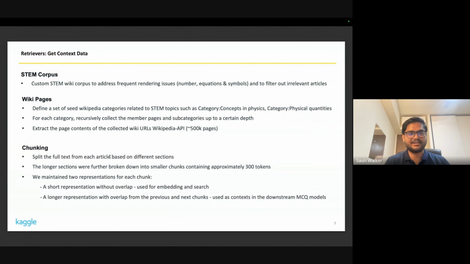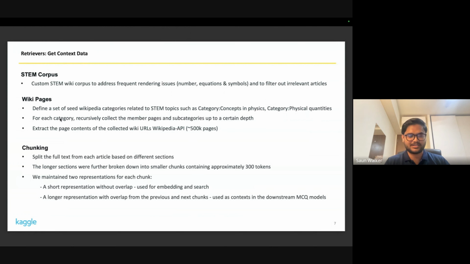The critical factor of getting a decent solution was to have a high quality STEM corpus. At the start, we explored several open source solutions for this, but we quickly realized they had some issues, particularly regarding numbers, equations, and symbols. Most of the time, these components weren't extracted properly, but based on a quick EDA, we found that these are quite important details to have in our solution. And also Wikipedia is quite huge.